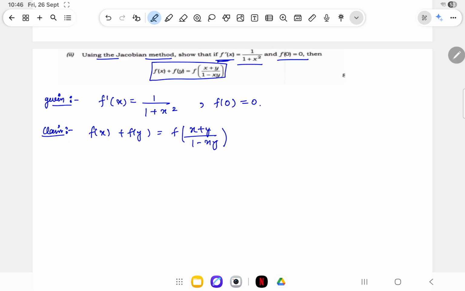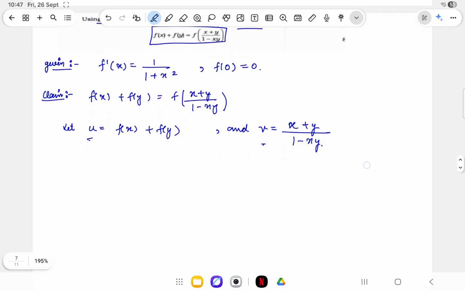To show this, let us assume that u is equal to f of x plus f of y and v is equal to x plus y divided by 1 minus xy. Now if somehow I can show that the Jacobian of uv with respect to xy is 0, then I can conclude that u and v are functionally related, and then I can find out a relation for how u and v are related. So let's proceed in this way.